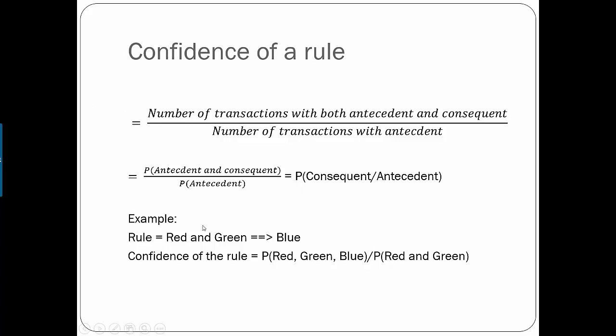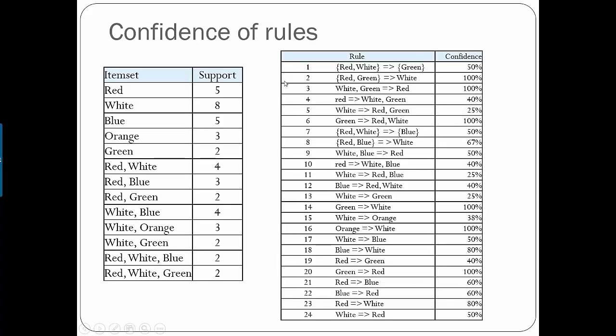So the rule here, suppose, for example, is red and green means blue. If red and green is your antecedent, then blue is your consequent. So your numerator is the probability of antecedent and consequent, so the probability of red and green and blue. And the denominator is the antecedent, so the probability of red and green. So this is how we compute the confidence of a rule.